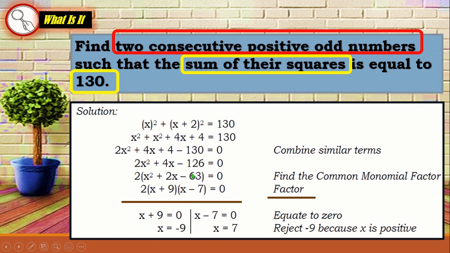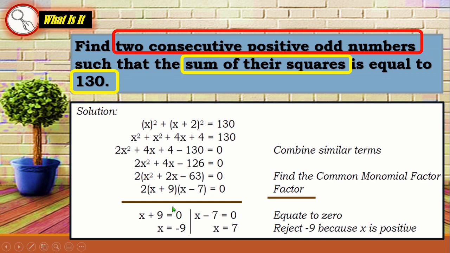Let us get the factors of 63 that if we are going to add them, it will become 2. So that will be 9 and negative 7. 9 times negative 7 is negative 63. And then 9 minus 7 is equal to 2 here.